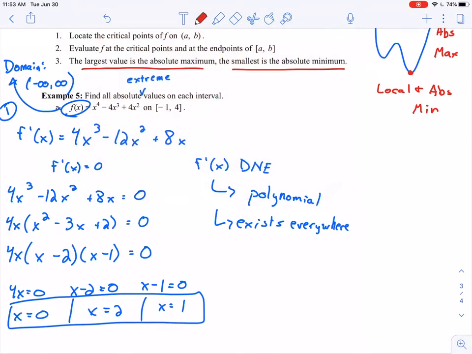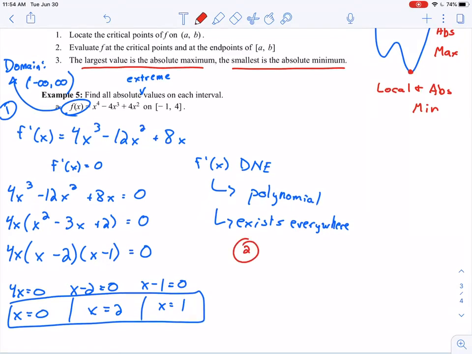So okay, we've found our critical points. Now we need to evaluate f. It says evaluate f at the critical points and at the endpoints of our interval AB. So essentially I'm just going to be taking these critical points along with the endpoints of my interval, -1 and +4. I'm going to plug those into my original function f of x. And then at the end of it, I'm just going to pick out what's the highest y value, what's the lowest y value.